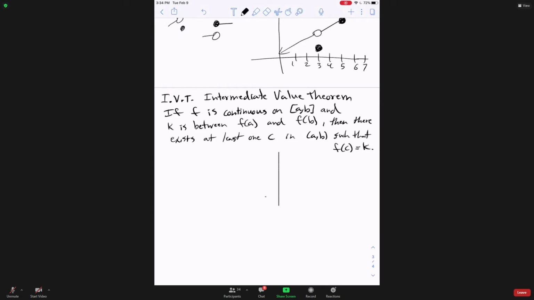So let me explain. Let's say you got a here and you got b here. So that would be f(a). f(a) is the y value that corresponds with a, the function value at a. And f(b) is the output when you plug in b. k is a y value. So we're saying k is some value between f(a) and f(b). In this case, let's say k is right here. Well, the intermediate value theorem says then there has to be some value c between a and b where f(c) equals k.